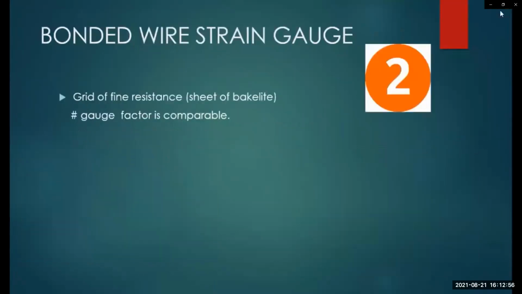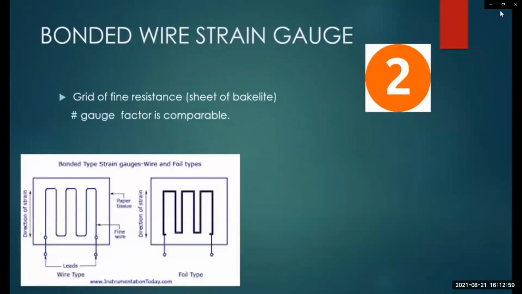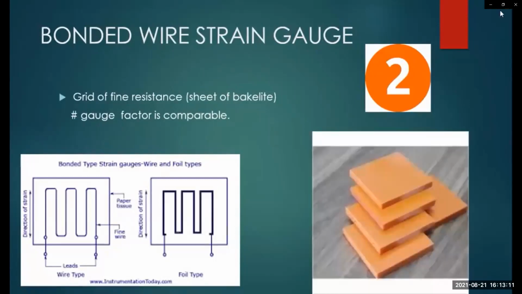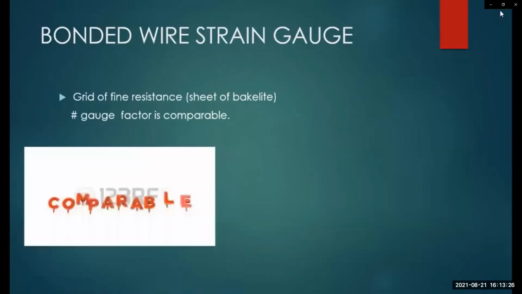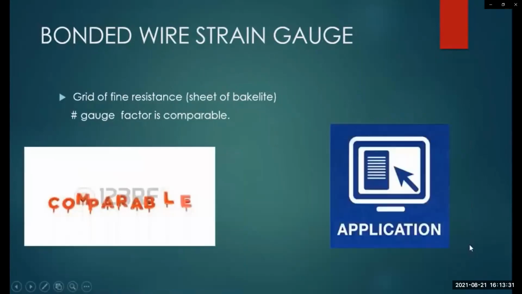Number 2 is the bonded wire strain gauge. This type of gauge consists of a grid of fine resistance wire of about 0.025 mm in diameter. The grid is cemented to a carrier, which is a thin sheet of bakelite or a sheet of Teflon. A sheet is covered on the top to protect it. As the material used for both bonded and unbonded strain gauges is the same, you can say that the gauge factor is comparable. The size of the strain gauge varies with the application from 3 mm to 3 cm.